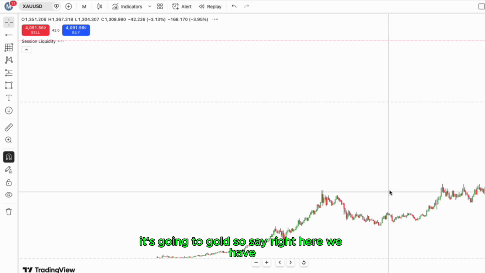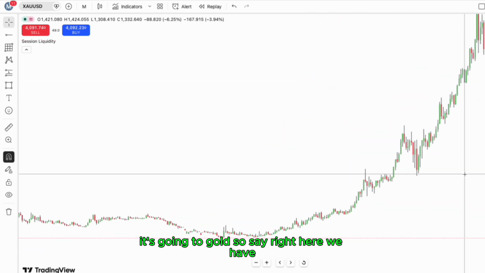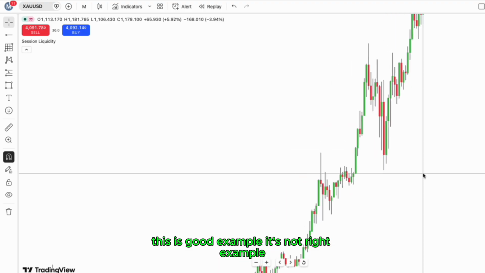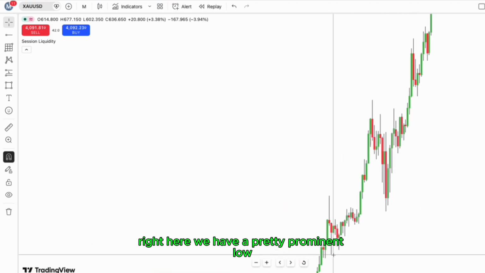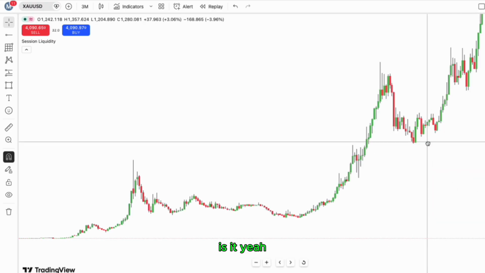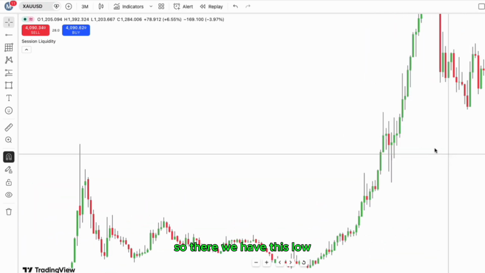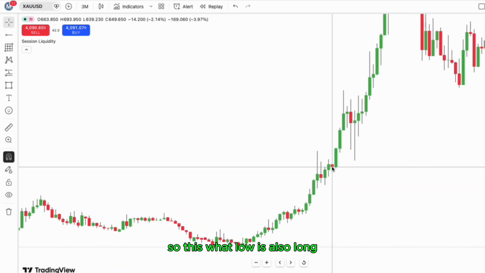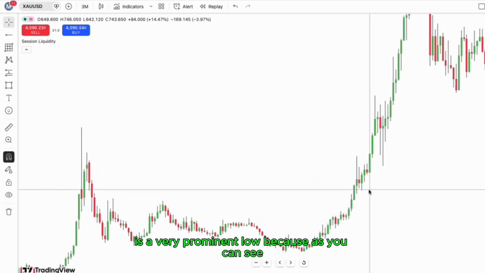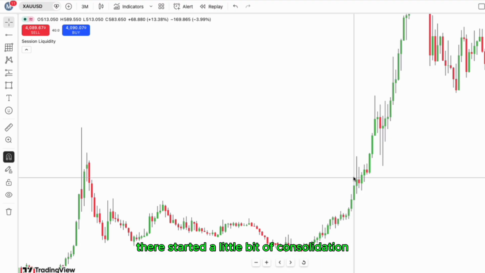Let's go into gold. So say right here, this is a good example. It's an alright example. Right here, we have a pretty prominent low. I think this might be a low on the 3-month actually. That's how prominent it is. Is it? Yeah. So there, we have this low. Okay, well, this low is also a low on the 3-month, but this is the prominent low that we're looking at. It is a very prominent low because, as you can see, there started a little bit of consolidation.